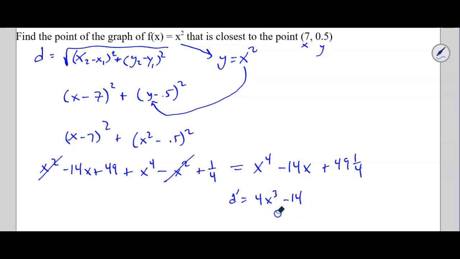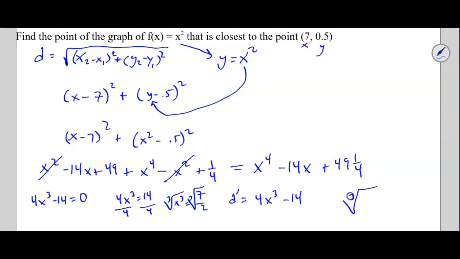Now we still take this and set it equal to 0. Add 14. Divide by 4. And that reduces, by the way, to 7 halves. And then cube root both sides. And so you end up with the cube root of 7 halves. Now, when I punch that in my calculator, that gave me 1.5. So there's x, about 1.5.